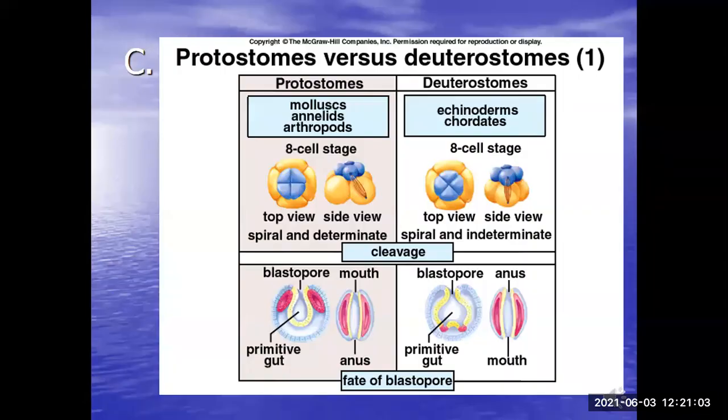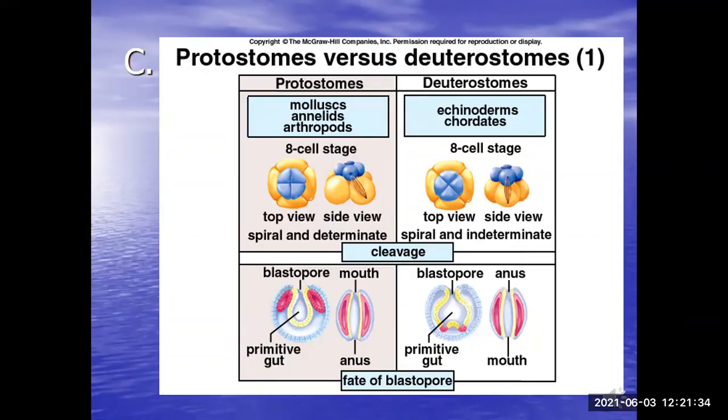So that's where we get the protostome. The mouth is forming first. In this case, you have the mouth forming second, the anus forming first. And there's the anus, and there's the mouth. Okay, so that's what we call the fate of the blastopore. Again, that's way more information than you need to know. Just understand that there are differences between true coelomates, and the protostomes are not as advanced as the deuterostomes.